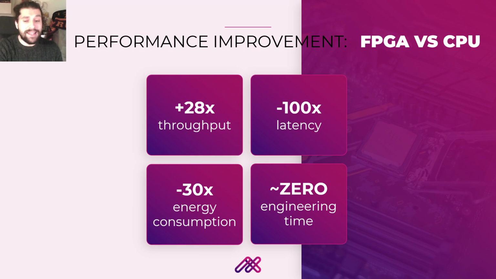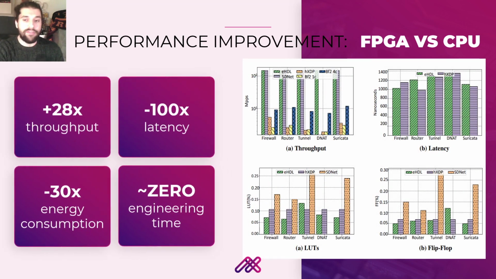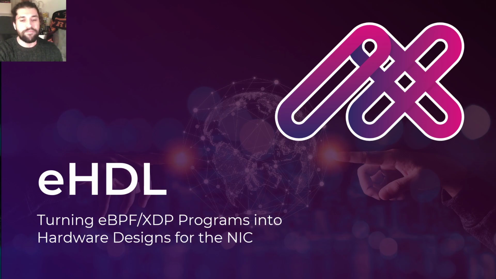It has been tested on 5 use cases with a 100 gigabits per second Alveo Xilinx FPGA, and it's been shown to have low energy consumption and use few FPGA resources, as it's shown here. So there you have it. EHDL is an exciting new tool that can help network programmers meet the challenge of scaling network packet processing performance.